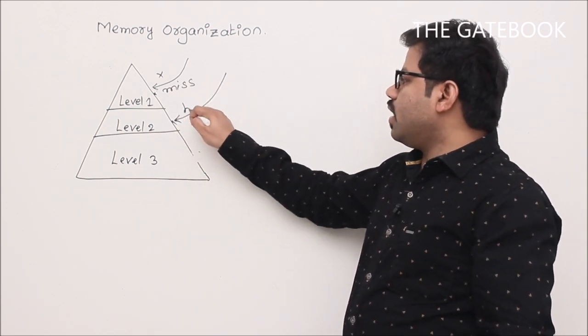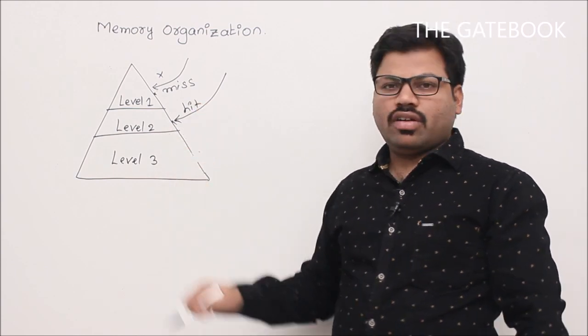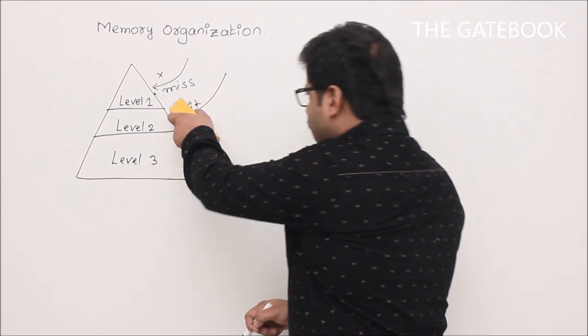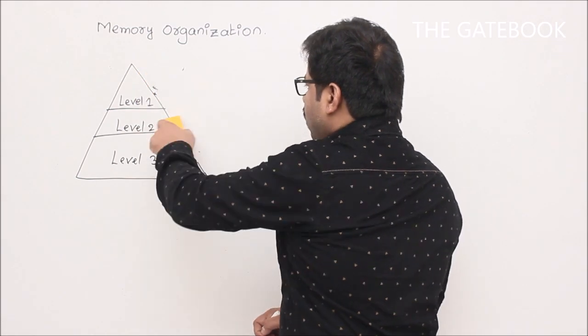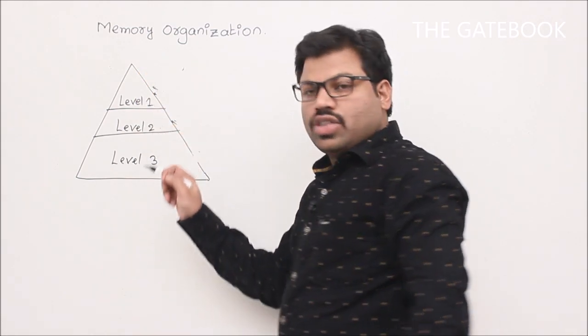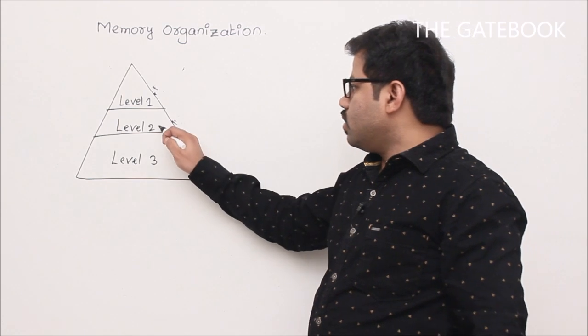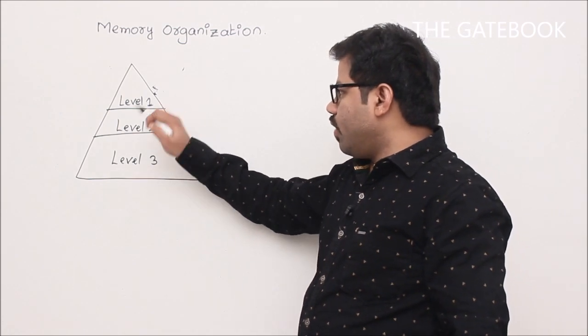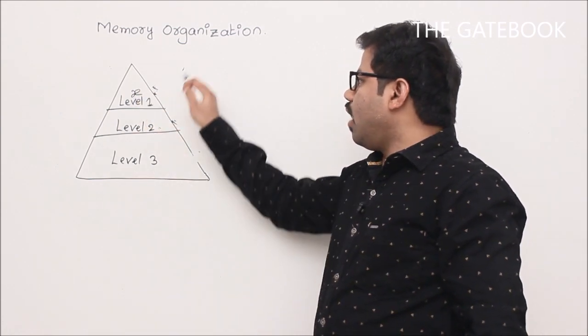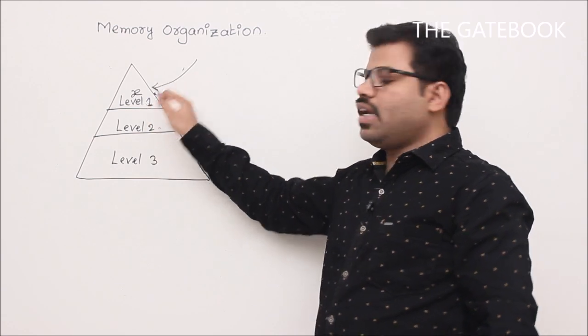Sir, in level 2, let's say there is a hit, that means data is available. Then what are you going to do? Then at that time, we transfer data from level 2 to level 1. Slowly you will understand the reason for that. So we transfer data from level 2 to level 1. Let's say it is X. Then after that, we access the data again from level 1.